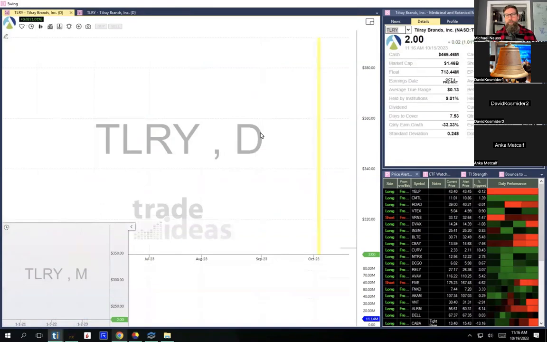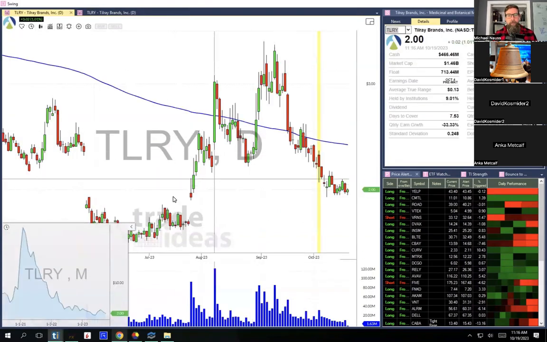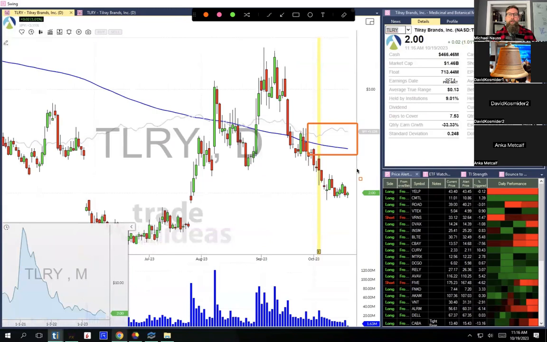These weed stocks have just been death, right? So yeah, we have a declining 200-day moving average. A good rule of thumb for me personally as a trend trader is if we're above a rising 200-day moving average, you want to look for longs. If we're below a declining 200-day moving average, you want to look for shorts.